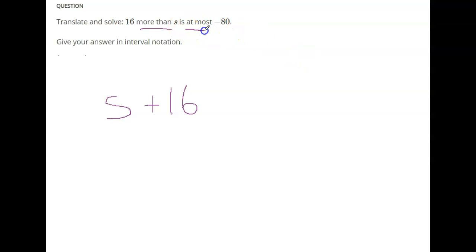And it's at most -80. So it could be equal to -80. That's as big as it can get. But it could also be anything less than that. So at most gives you less than or equal to -80. So 16 more than s. It's less than or equal to because it's at most -80.